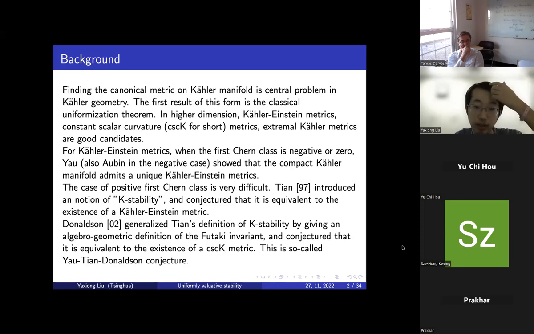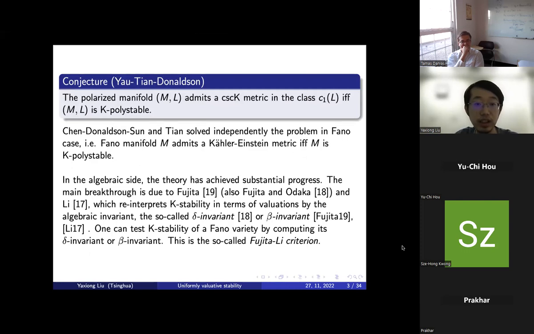And Donaldson reformulated Tian's definition by giving an algebraic geometry definition of the Futaki invariant, and conjectured that it is equivalent to the existence of a cscK metric. This is the so-called Yau-Tian-Donaldson conjecture. It states that the polarized manifold (M, L) admits a cscK metric in the first Chern class c1(L) if and only if (M, L) is K-polystable. For the Fano case, Chen, Donaldson, Sun, and Tian solved this problem independently. That is, the Fano manifold admits a Kähler-Einstein metric if and only if M is K-polystable.